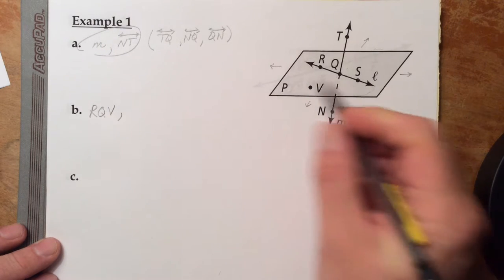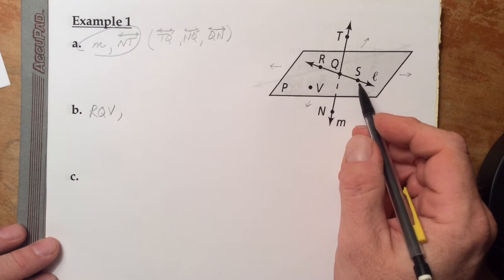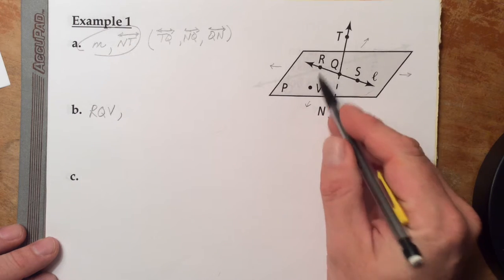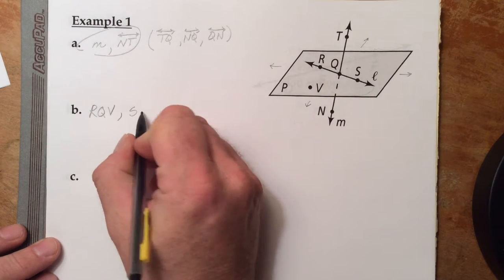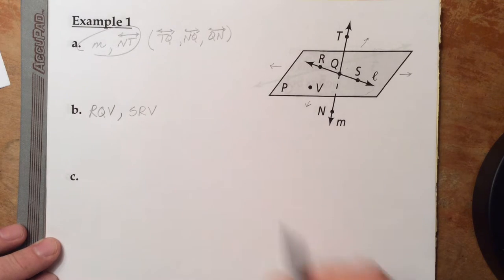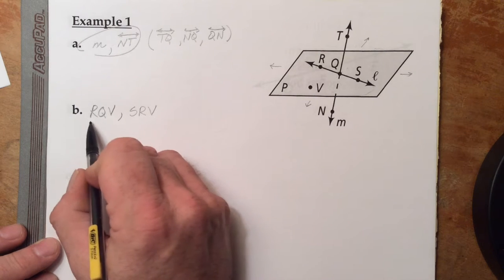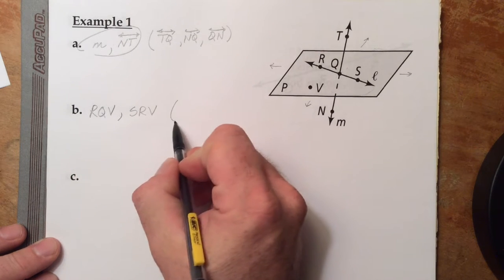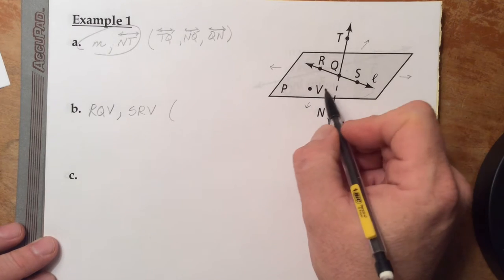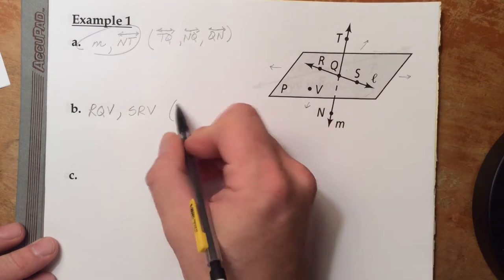Another way we could name this plane is by using another combination of 3 non-collinear points. How about S, R, and V? Plane SRV, or VRS, or RVS. Now there is another way to name it, but they just asked for 2. Another way we could name this plane is points VQS, or plane VQS.